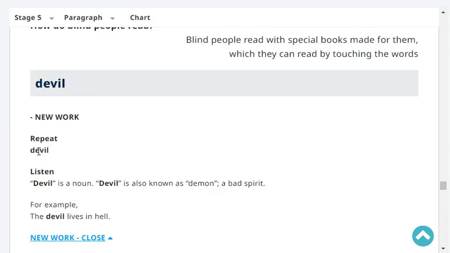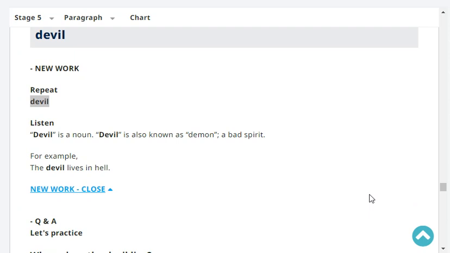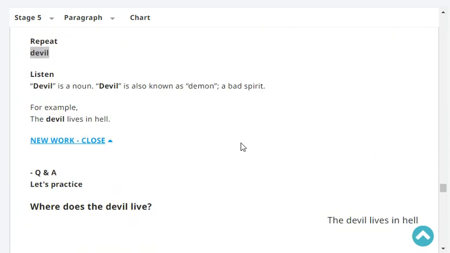Next, repeat: devil. Very good. Okay, listen. Devil is a noun. Devil is also known as demon or bad spirit. For example, the devil lives in hell.